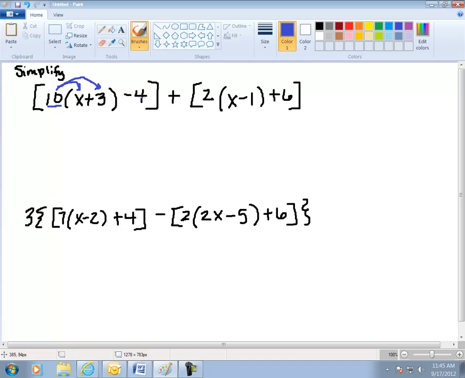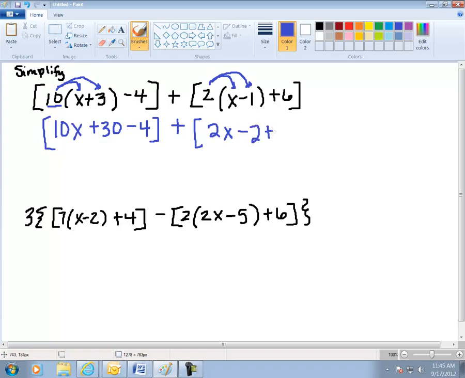It does not get distributed over here because the negative 4 is not in the parentheses that 10 is outside of. So 10 times x becomes 10x, and 10 times 3 becomes 30. And then I still have my minus 4. Okay, I'm not ready to get rid of my squares yet. Over here I'm going to do the same thing. I'm getting rid of my innermost parentheses, the rounded ones, by distributing the 2. 2 times x, 2x, 2 times negative 1, negative 2, and then I have my plus 6.